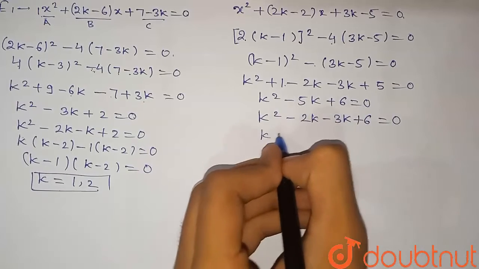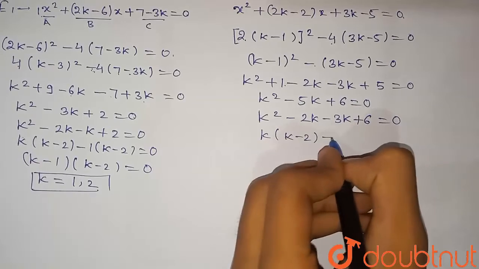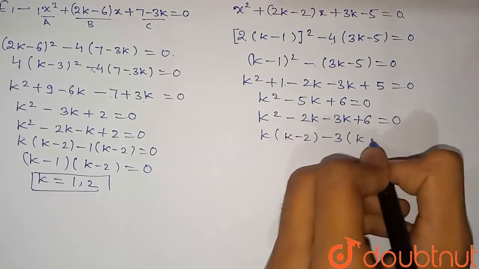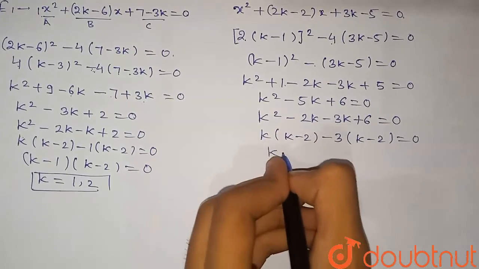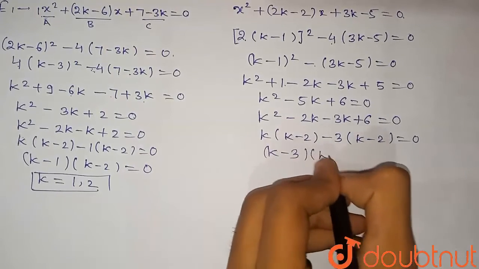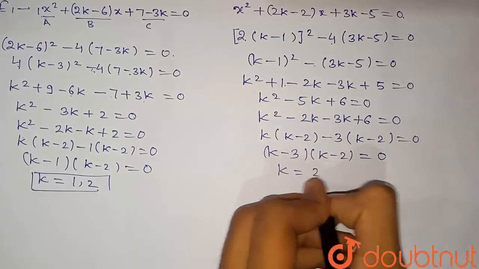We can take k common from the first two terms, so it will be k minus 2 here, and here minus 3 is common, so k minus 2, equal to 0. So from here we have two values of k. (k minus 3) is the first factor and (k minus 2) is the second factor, equal to 0. So k is equal to 2, 3.